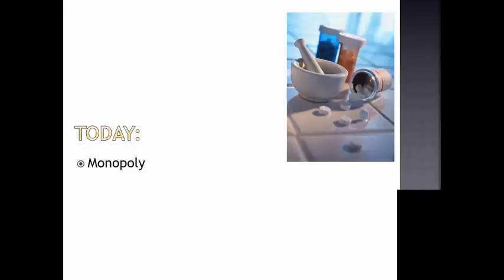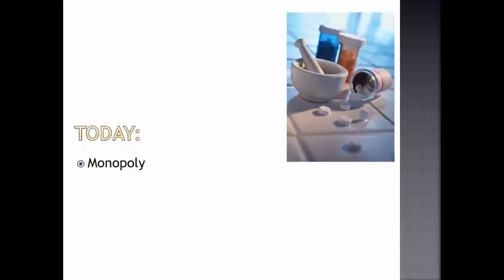In this video, we will discuss the monopoly market structure and investigate the behavior of firms that exist in this market structure. As you will remember, a monopoly is a market structure in which there is one seller, and that seller sells a product for which there are no close substitutes.